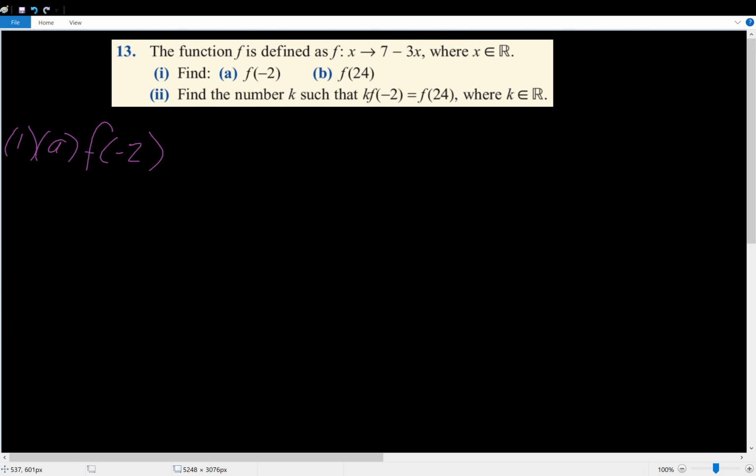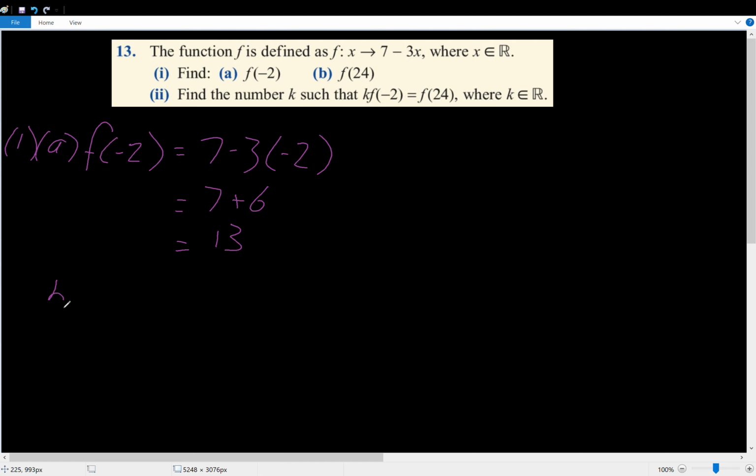Well, that's what we get when we put minus 2 into the function in place of x. So what we're going to get for that is 7 minus 3 times minus 2. When we multiply that out, we're going to get 7 plus 6, which is equal to 13. So 13 is f of minus 2.